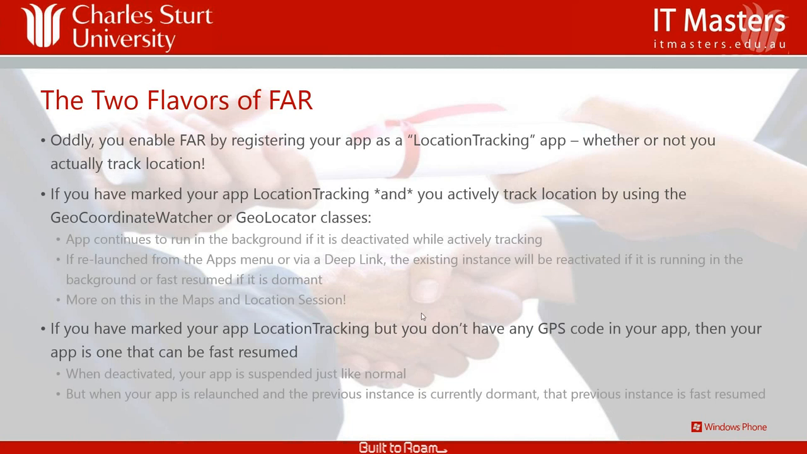So essentially what happens now is, when the user navigates away from your application, if you are tracking location, and by this I mean that you've got an instance of either the geo-coordinate watcher or the geolocator class, and you've attached the event handler for when the position changes, your application will get another event instead of the deactivated event that says you are now running in the background. Now clearly if the user comes back, your application will come to the foreground out of that background operation. So the location tracking is one flavor, and the ability to have your application come back into the foreground is the other flavor of Fast Application Resume.